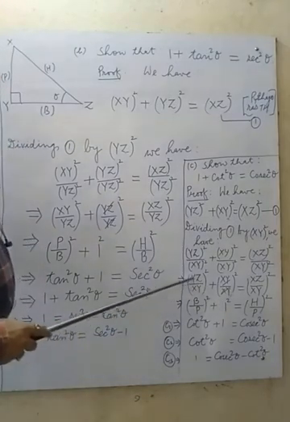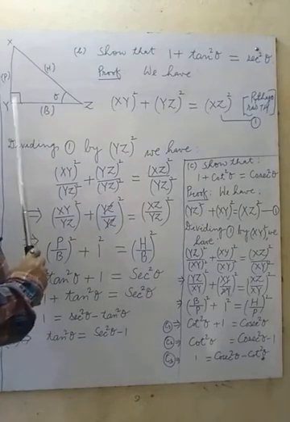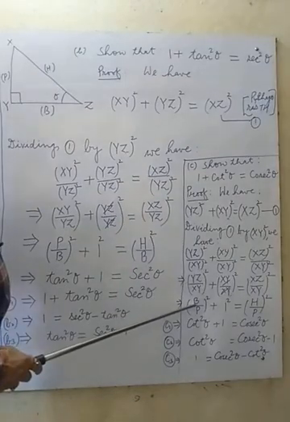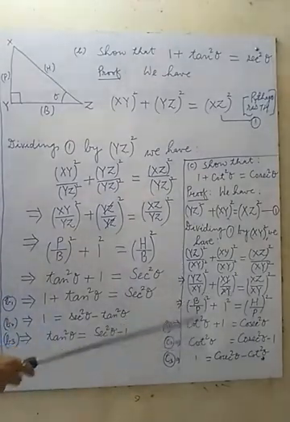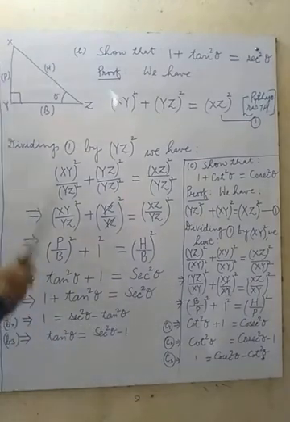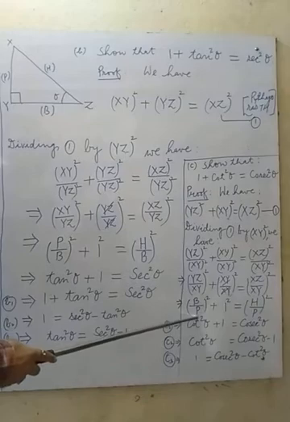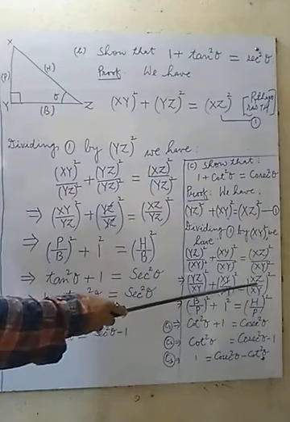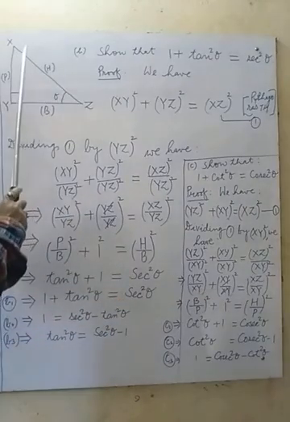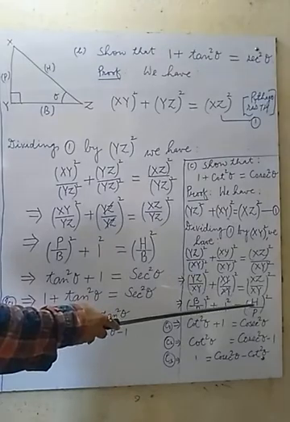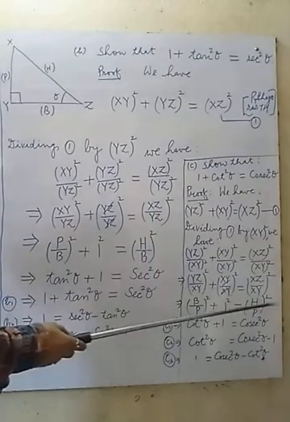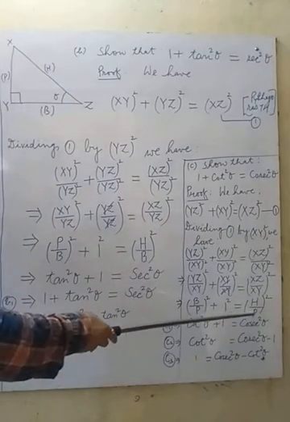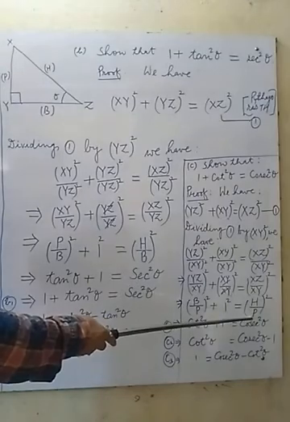Now see the figure, yz is the base. In the place of yz we have noted down b for base. xy is the perpendicular. In the place of xy I have noted down p. This one is reduced to 1 square. Again xz is the hypotenuse. In the place of xz we have noted down h for hypo. Again xy is perpendicular, so in the place of xy I have noted down p.